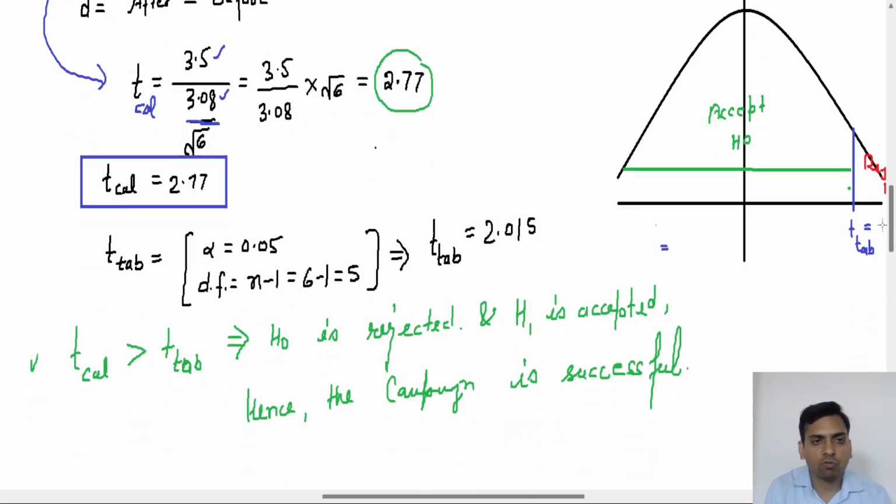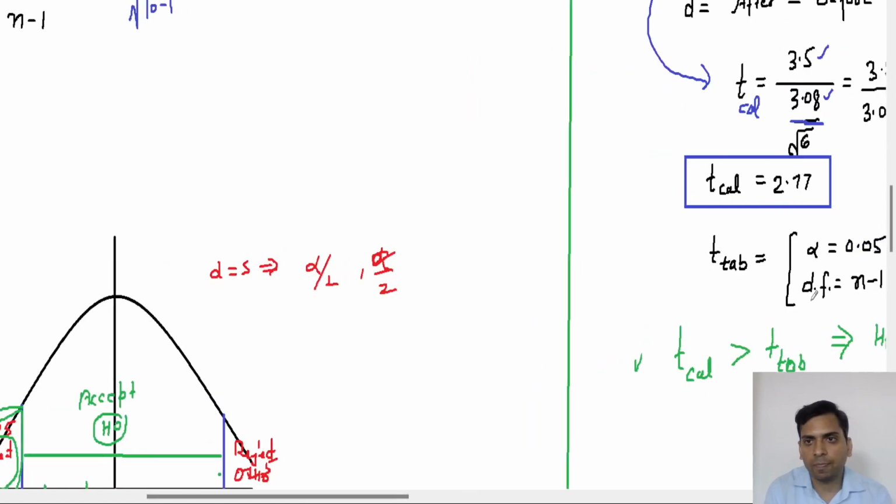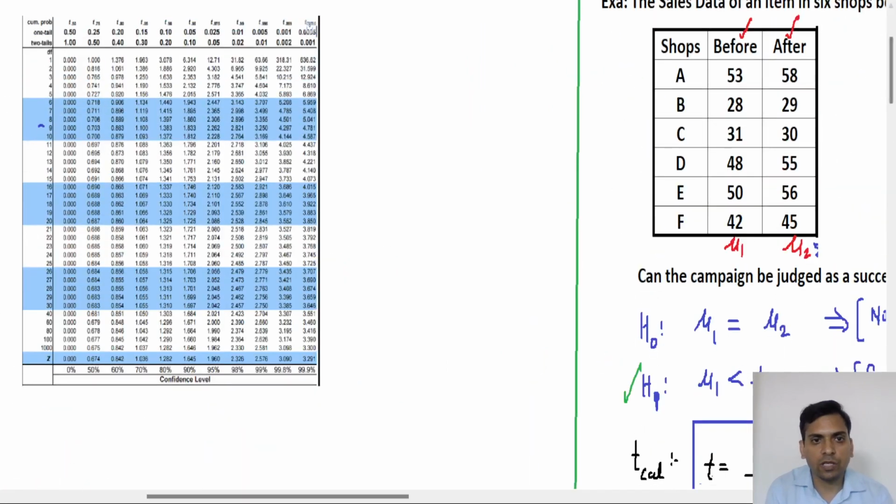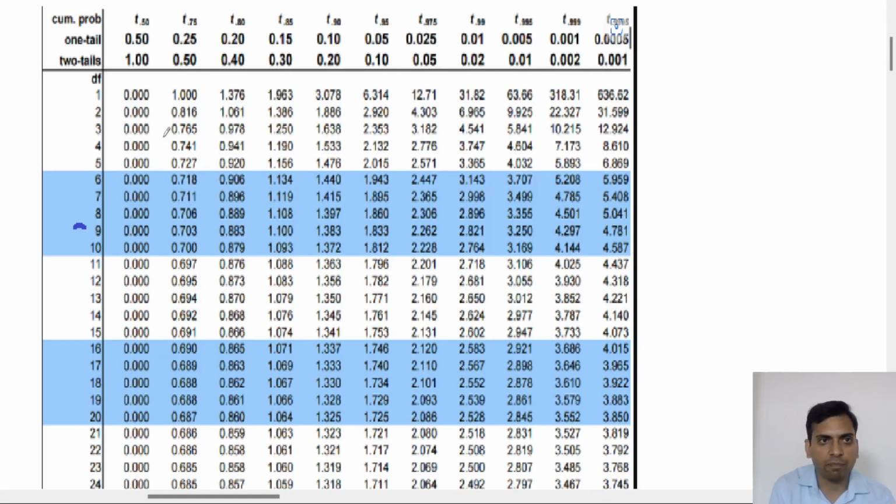Third step. For t tabulated we need two things. One is the level of significance, this is alpha, and second is degree of freedom. As we have 6 observations, the degree of freedom is 6 minus 1, which equals 5. Now we will search this t tabulated value from the table with degree of freedom 5 and level of significance 0.05. Now we will go to the table. So degree of freedom 5 and level of significance is 5%.